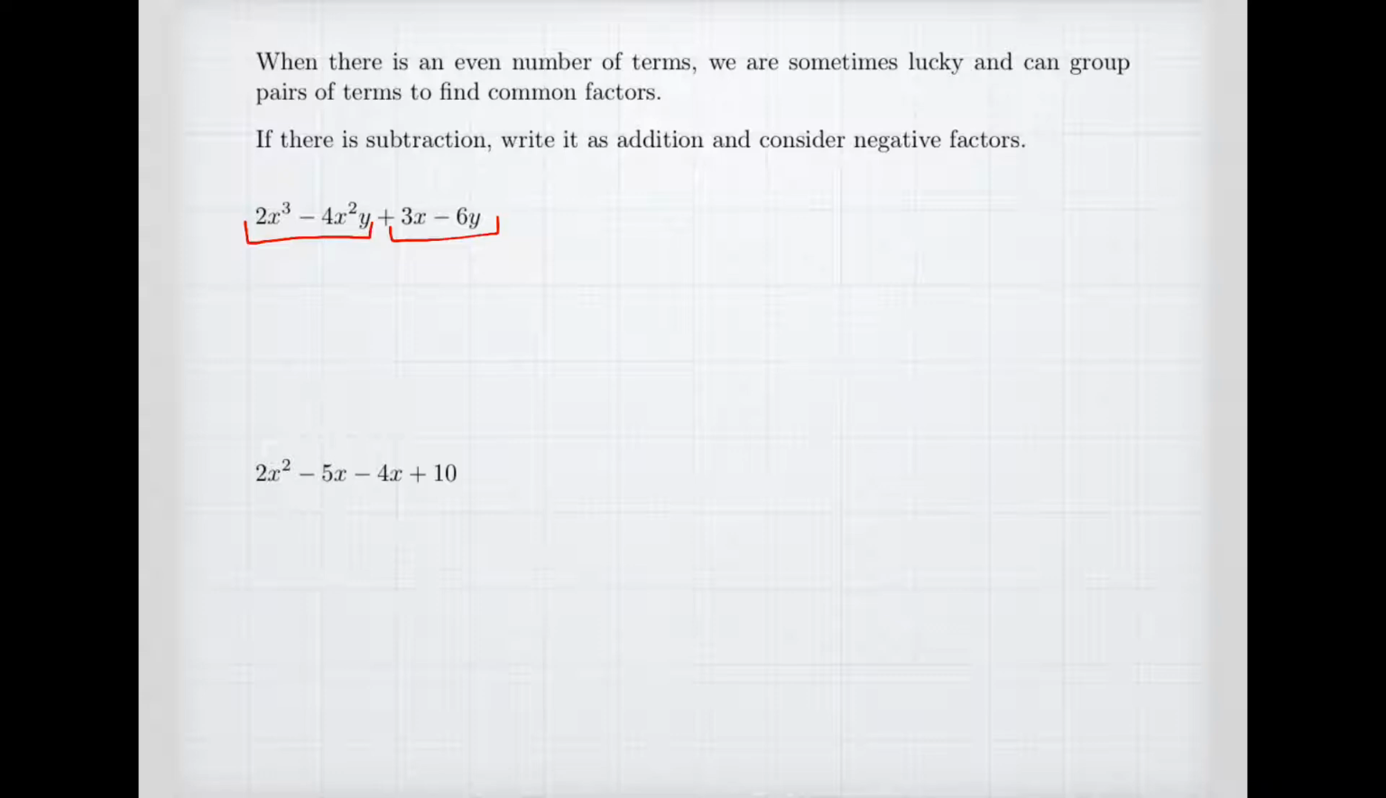What we're going to do now is look at each pair and decide if it has common factors in itself. So I look at this first pair of terms, and I have 2x cubed minus 4x squared y, and I can see that that has a common factor of 2 and x squared. So the first 2 terms have a common factor 2x squared, and when I factor that out, the 2x cubed leaves a factor of x, and the second term, minus 4x squared y, leaves a factor of negative 2y.